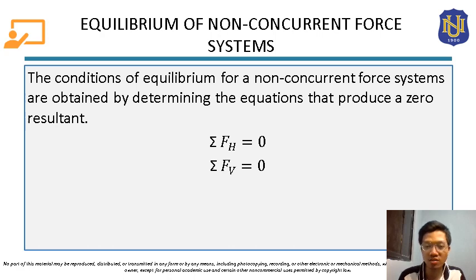We can also use this equation, summation of forces vertical, which is equal to zero. This is equivalent to the vertical component of the resultant. So since the resultant is zero, the summation of forces vertical is also zero. And also, the summation of moment at any point in the system will also be equal to zero. So these are the equations that we can use in solving for non-concurrent force systems in equilibrium.